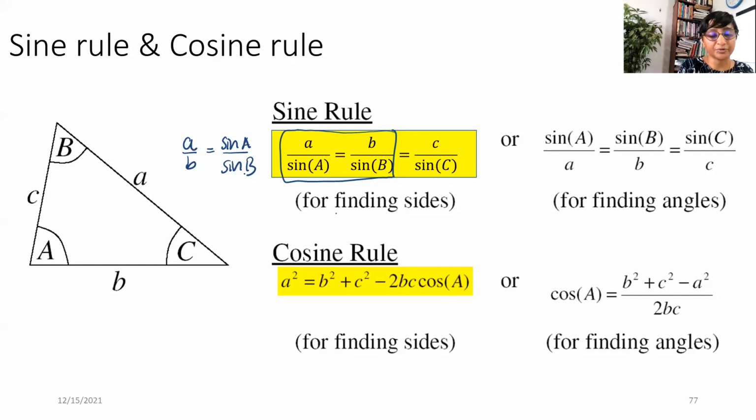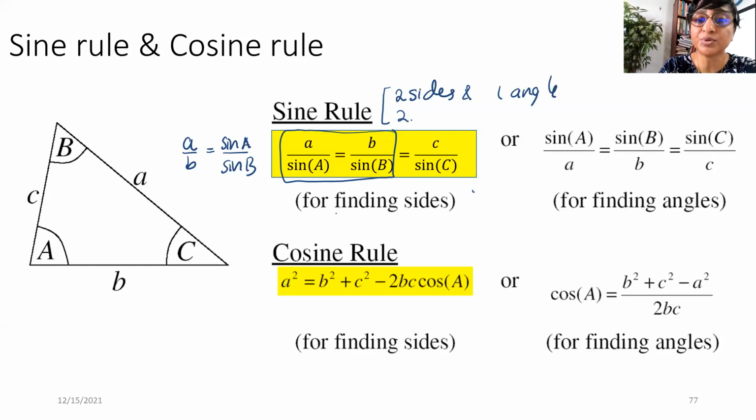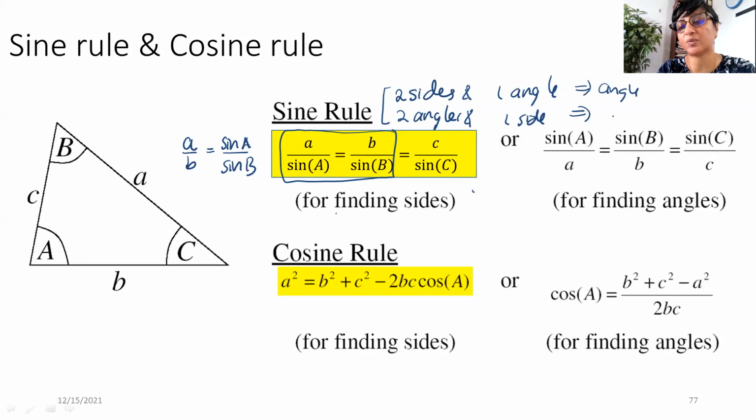Right. What is cosine rule? So again, let me write here. Sine rule you can apply if you know two sides and one angle, or two angles and one side. If you know two sides and one angle, then you can find another angle. If you know two angles and one side, you can find another side. So is that clear?